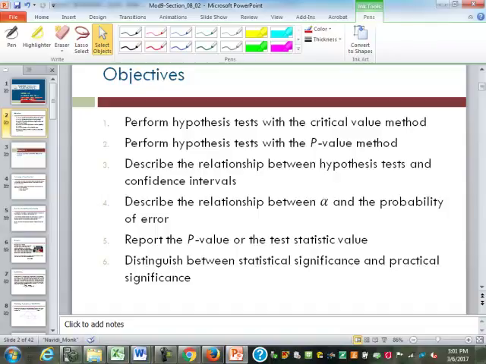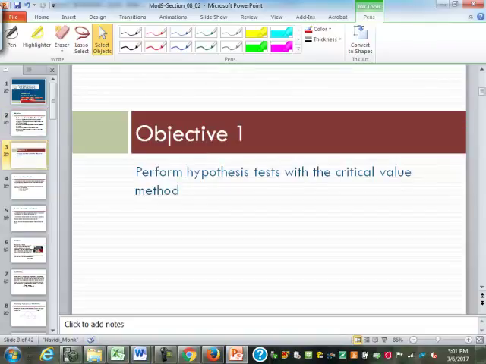Describe the relationship between alpha and the probability of error, and then report the p-value or the test statistic. We'll also look at distinguishing between statistical significance and practical significance. So, performing a hypothesis test with the critical value method.